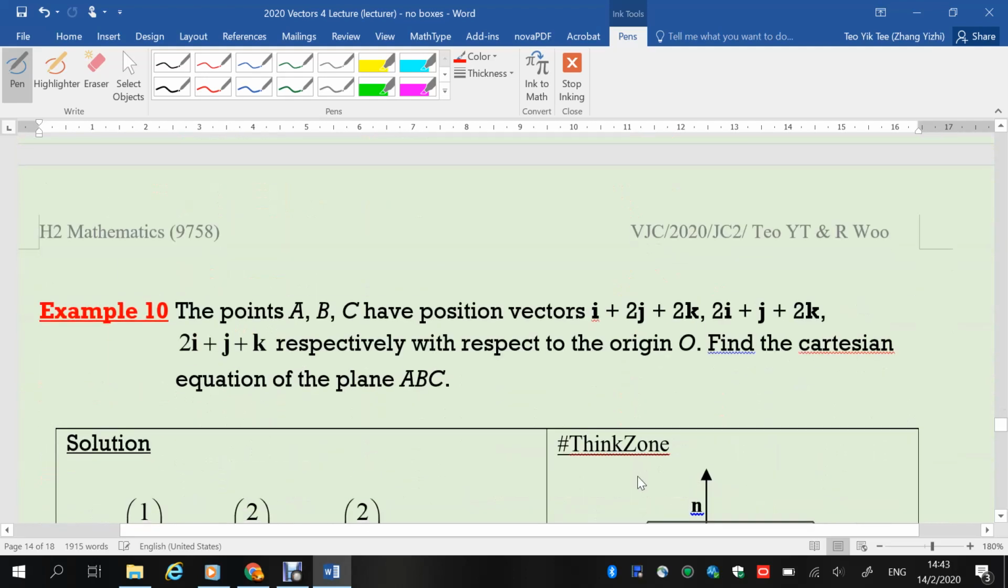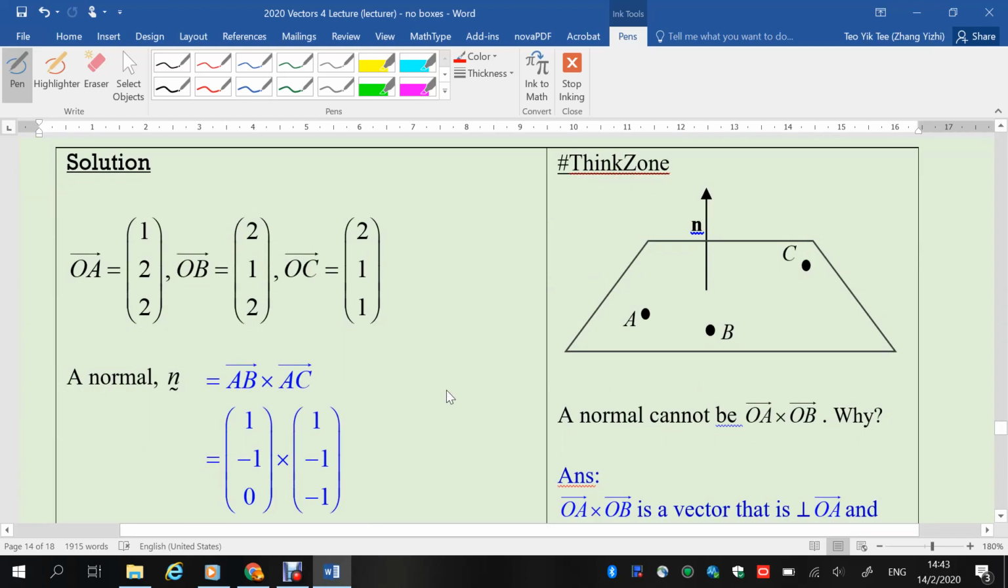One numerical example to run you through. Example 10. I have a plane, 3 points, point A, point B, point C. Find the Cartesian equation of the plane ABC. So right now, you must understand question A, Cartesian equation of the plane. So your fundamentals must kick in. To find the equation of the plane, I need 1 point. I need one normal, just to generate the scalar product form first. So draw a diagram. I have point ABC. Do I have 1 point? Yes, it's either point A, point B, or point C.